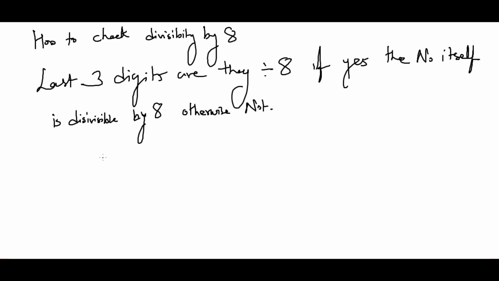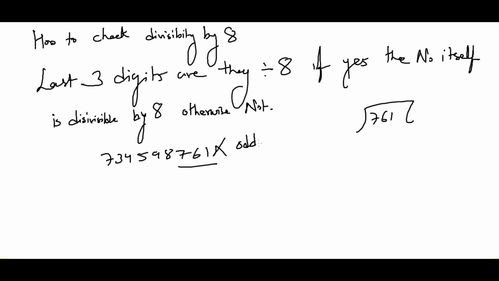Like I get a number 734598761. So I just check the bigger number with just 761, and I can find out whether 761 is divisible by 8 or not, and easily we can find out that it is an odd number. So obviously it is not. So by looking at the example we get to know one more thing: the number should be an even number. Then only we need to go for this procedure, otherwise there is no need. If it is an even number, then only we have to check.